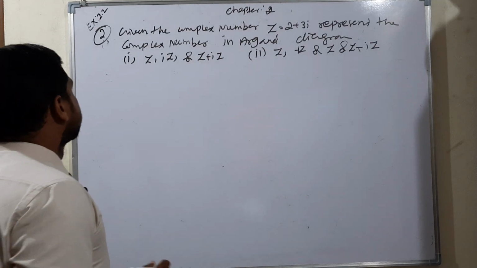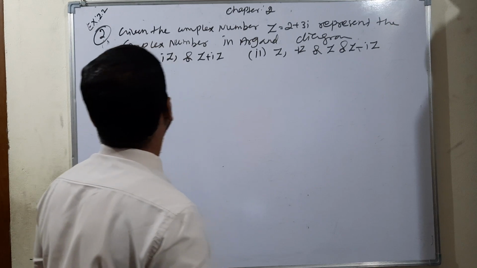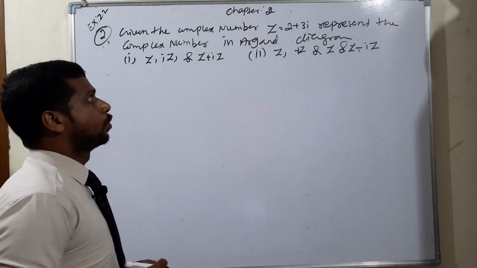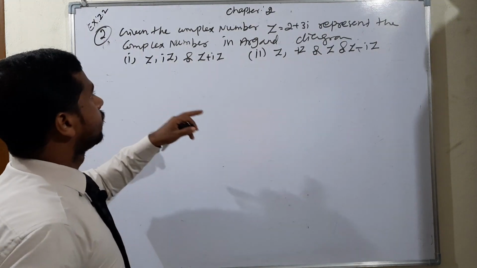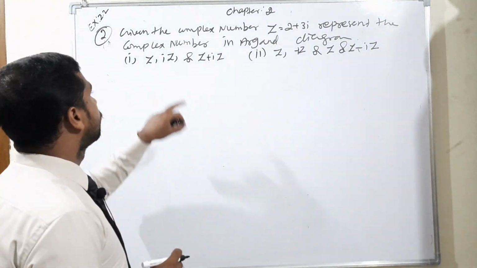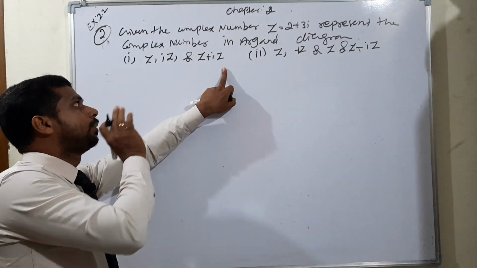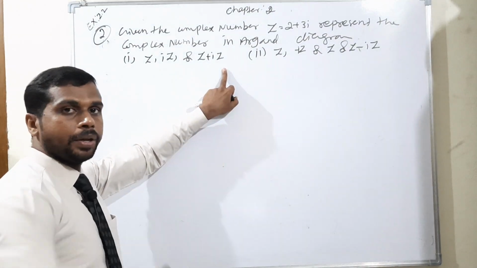Okay, I am moving to exercise 2.2, question number 2. What is the question? Given the complex number z is equal to 2 plus 3i. Represent the complex number in Argand diagram. First we have to find out z, iz and z plus iz. After finding the three answers, we have to draw them in the Argand plane.